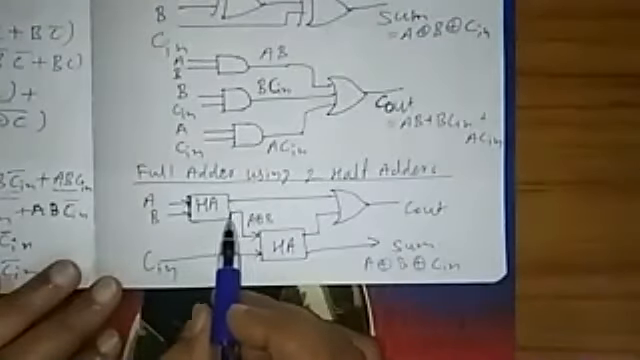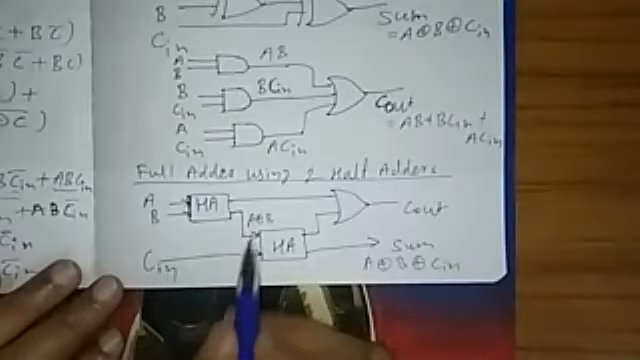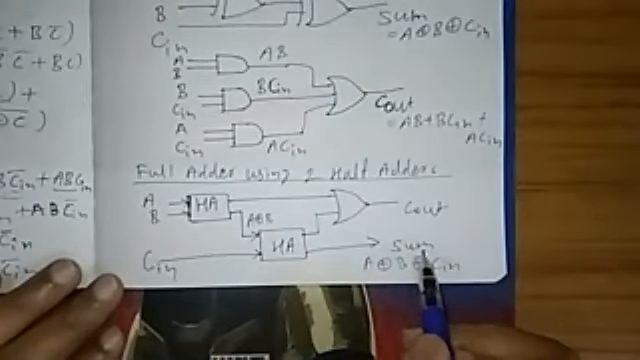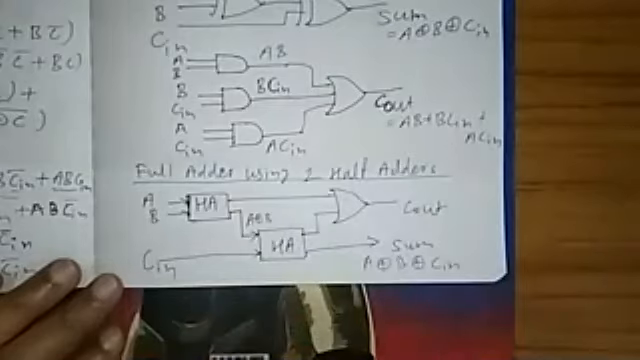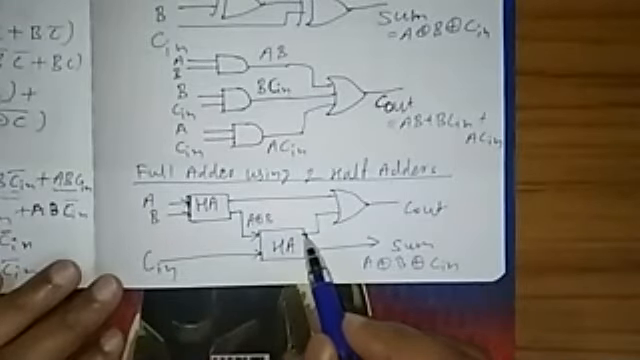A XOR B will be one of the outputs from the half adder, and then Cn. These two will give A XOR B XOR Cn as the sum of the full adder. Now what will this be? One more from here will go to an OR gate and then C out. That we need to derive now.